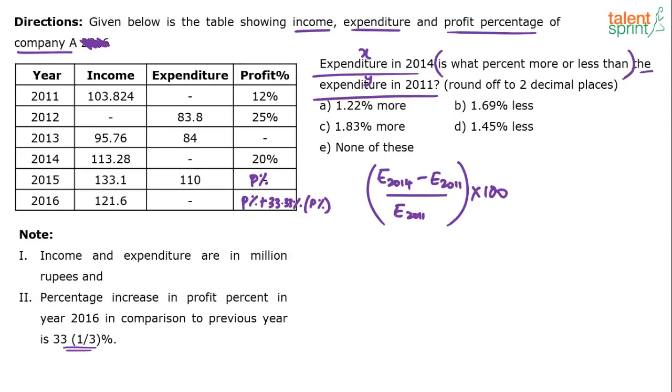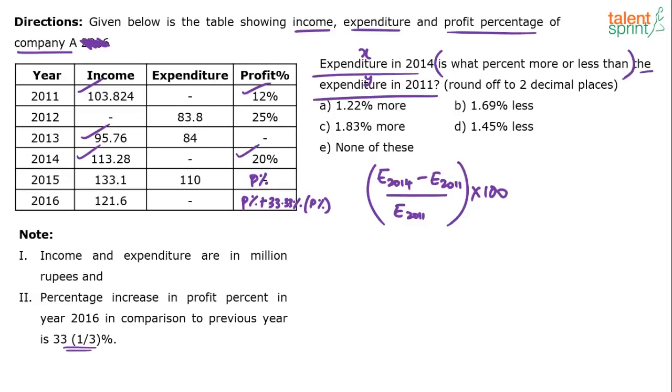Now what is expenditure in 2014? Not given to us. What is expenditure in 2011? That also is not given to us. But instead we have been given the income and the profit percentage. So based on this, we will first have to find out the expenditures and then substitute here to get the answer. Time consuming, right? And also look at the options. Options are close: 1.22%, 1.69%, 1.45%, 1.83%. Moreover, values are not available directly. You have to do one step to find out expenditure for 11, another step to find out expenditure for 14. So this is overall going to be a time consuming question with very close answers.